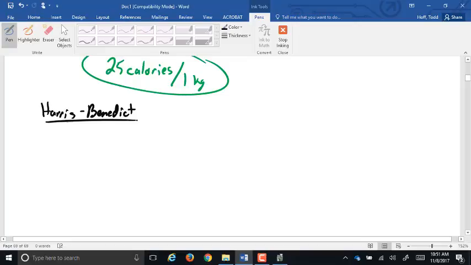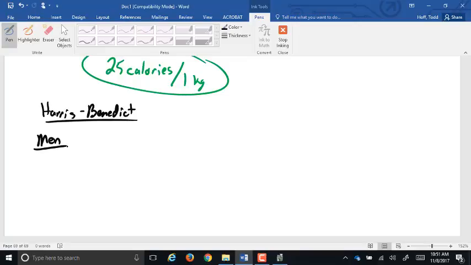The Harris-Benedict model has a lot more variables in it. It considers not only your weight, it also considers your height and your age. Height and weight actually come into play because it's your body surface area. The amount of skin you have on your body affects your calorie burning.